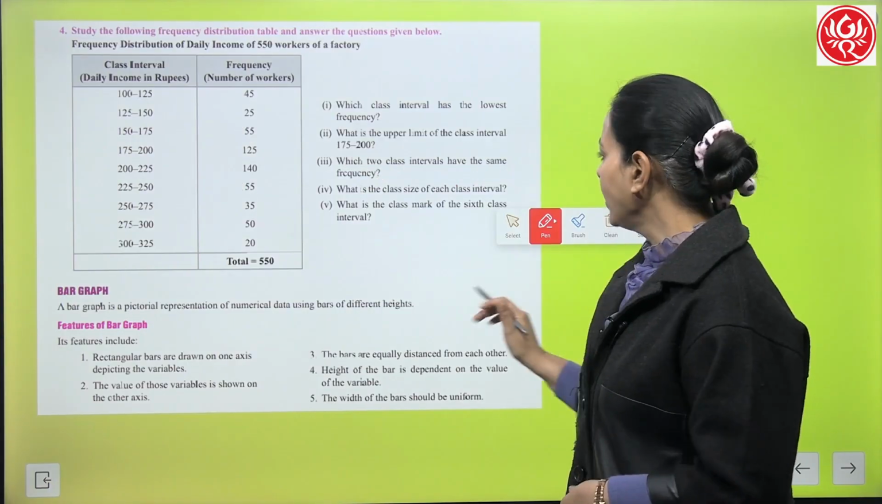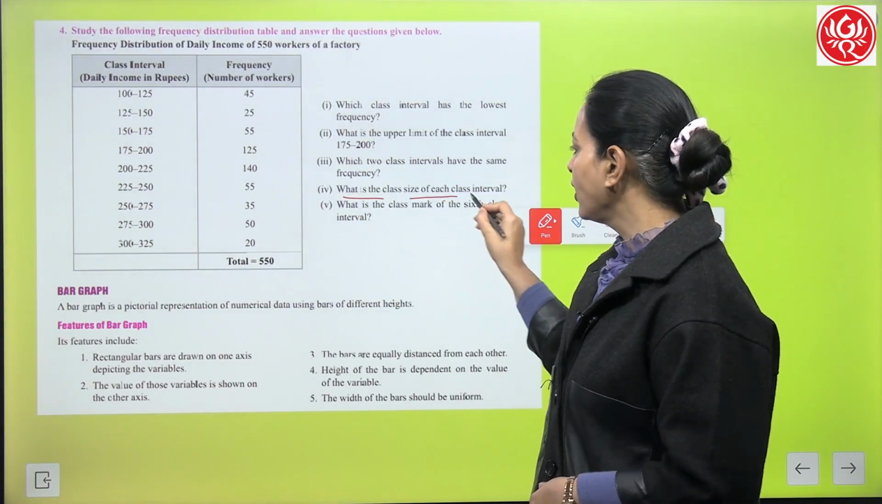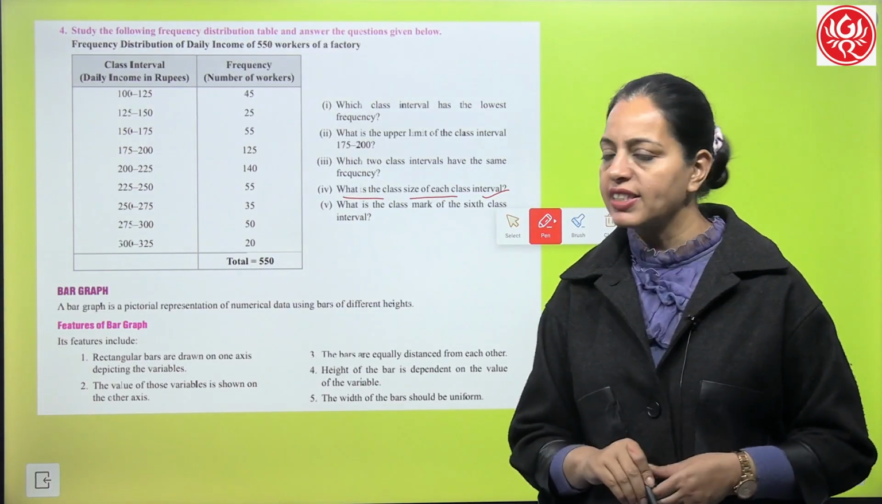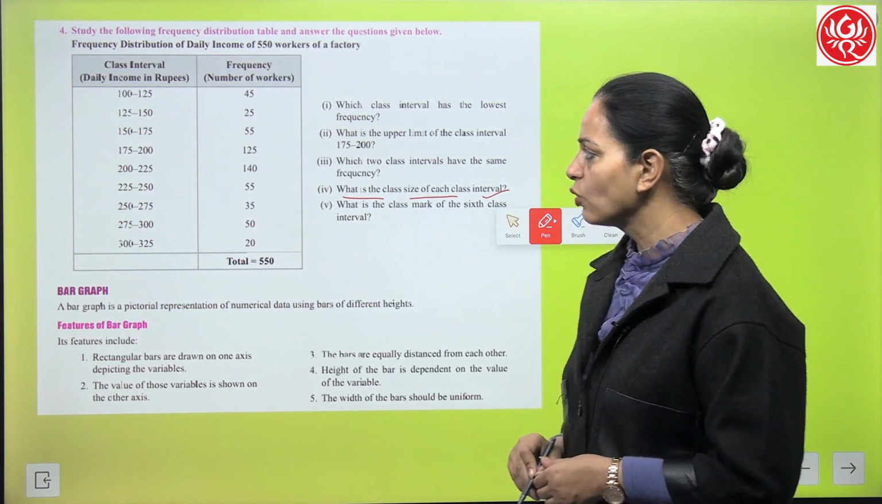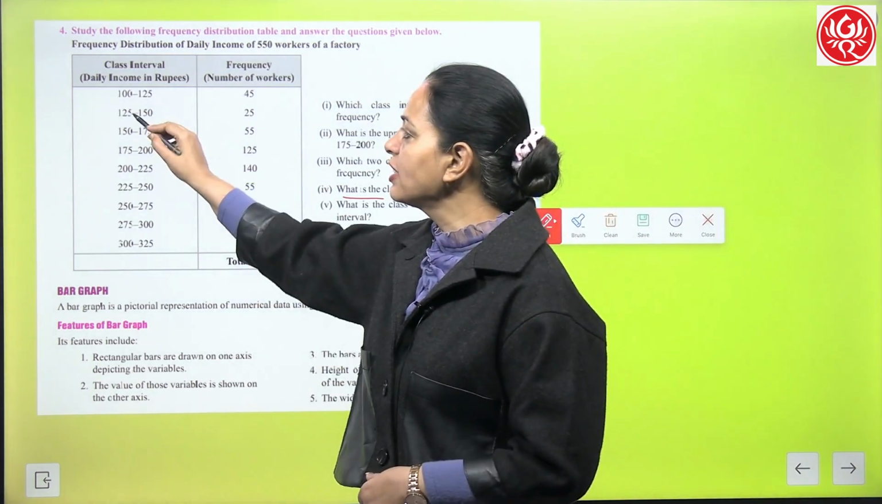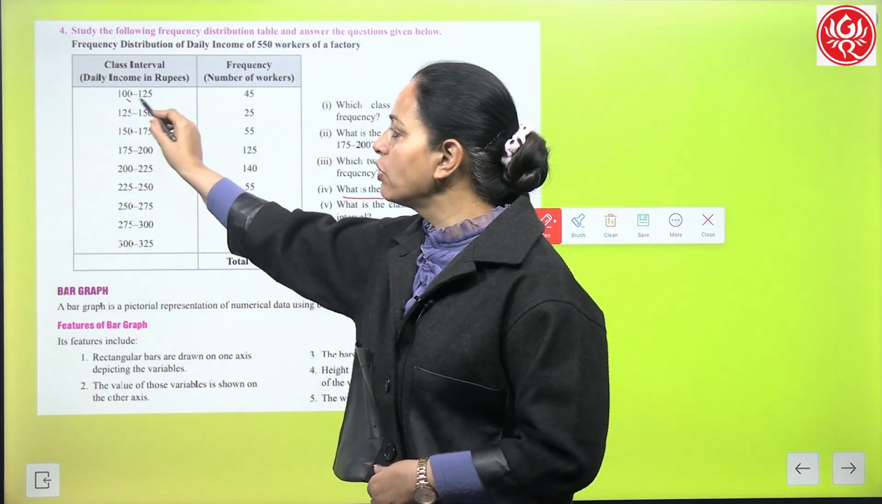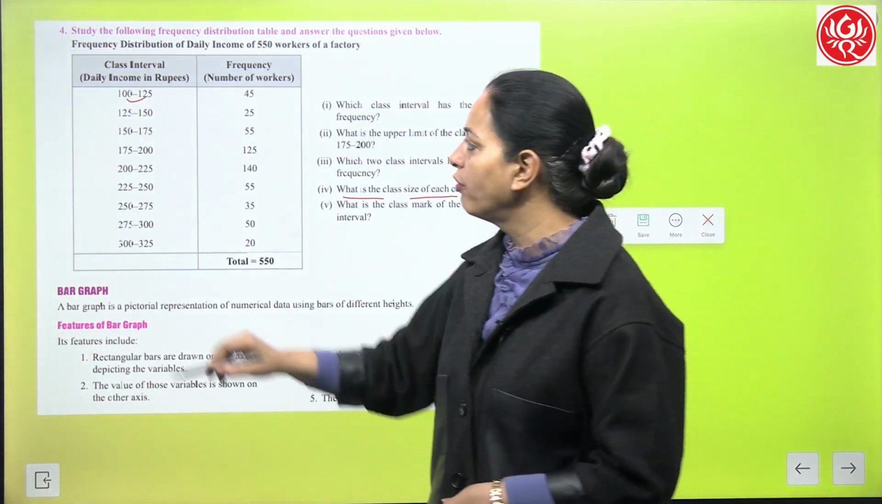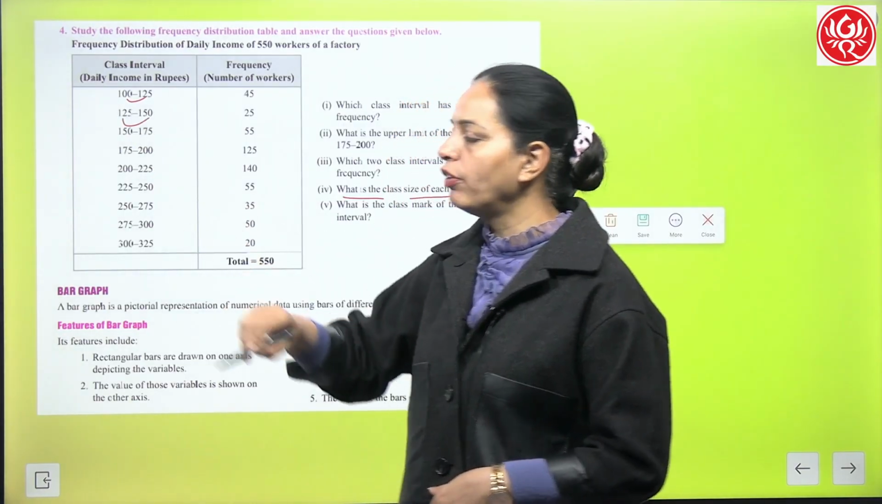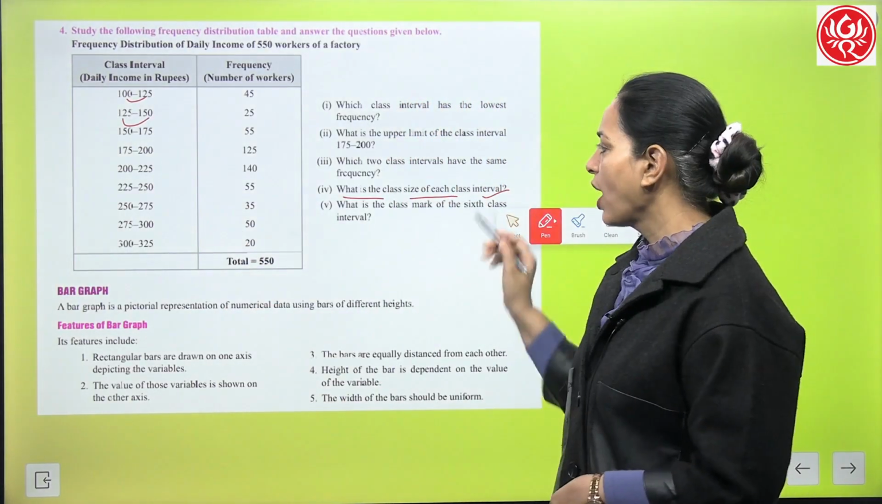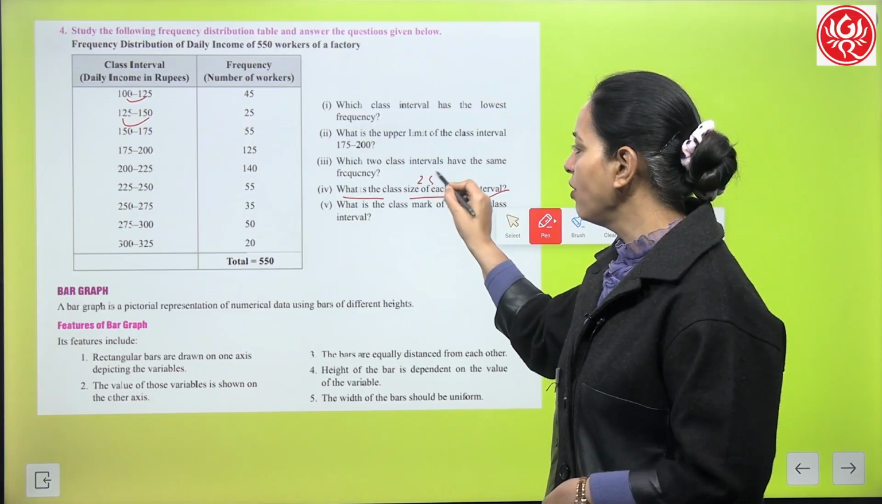Now come to next, what is the class size of each class interval? Class size, so that is what? That is 25. Their difference, 100 to 125, 25, 125 to 150, 25. So class size is 25.